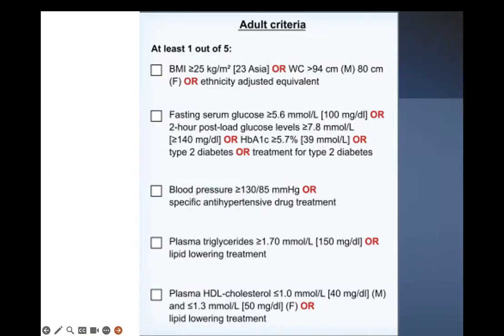So when we say metabolic dysfunction associated, we mean that patients should meet at least one out of the criteria for metabolic dysfunction, like elevated BMI or waist circumference, or elevated blood glucose or diagnosis of type 2 diabetes, or if they are getting any treatment for type 2 diabetes, elevated blood pressure, or if they are getting any antihypertensive medication, elevated plasma triglyceride, or low plasma HDL, or if they are receiving any lipid-lowering treatment.